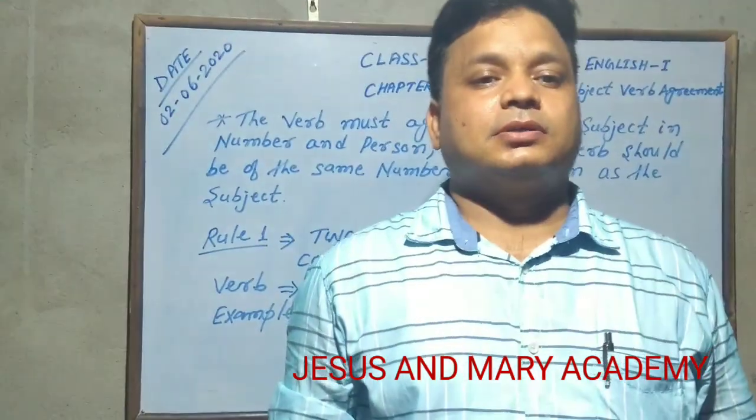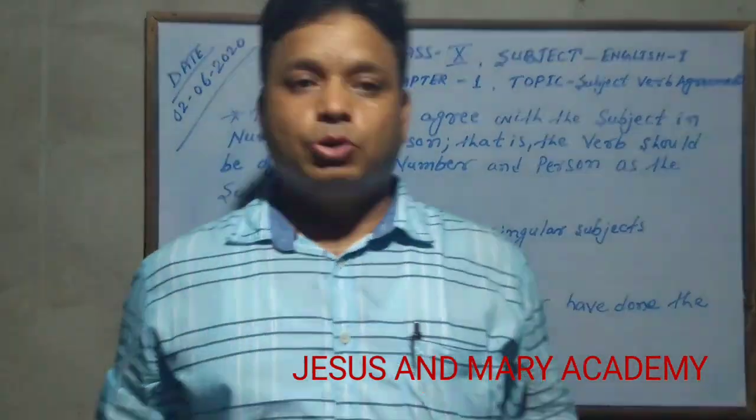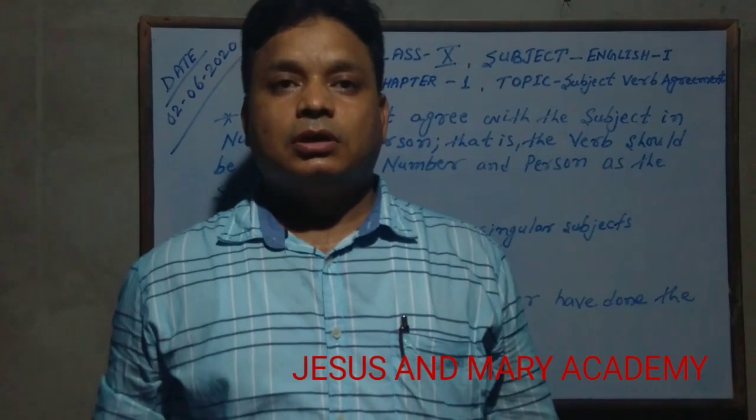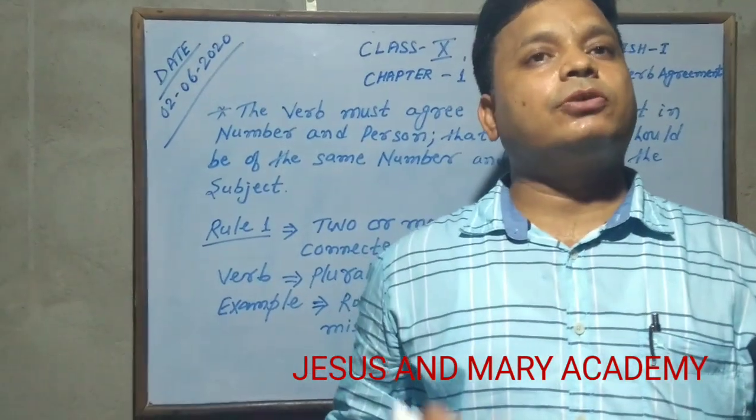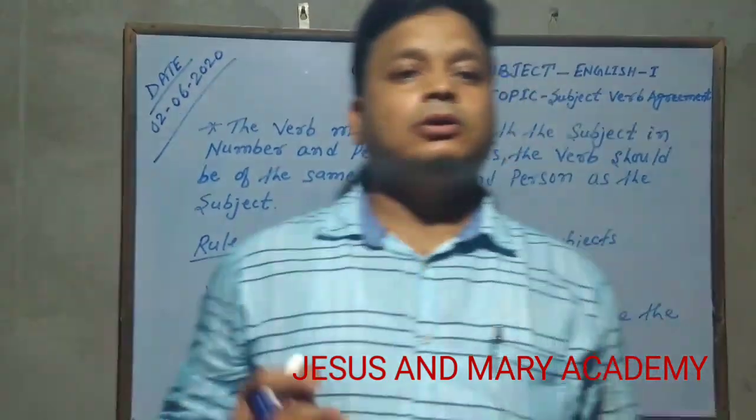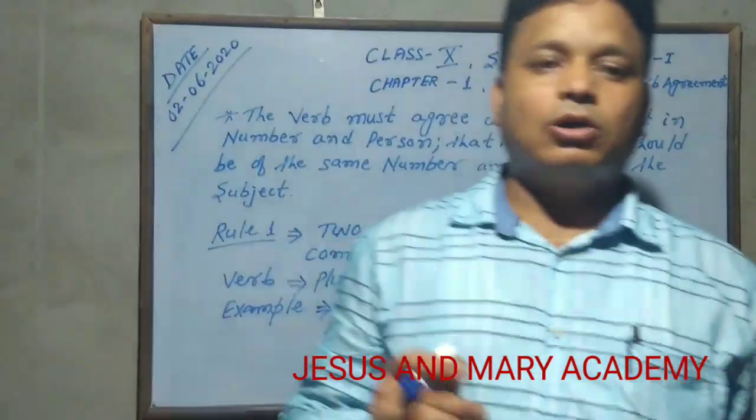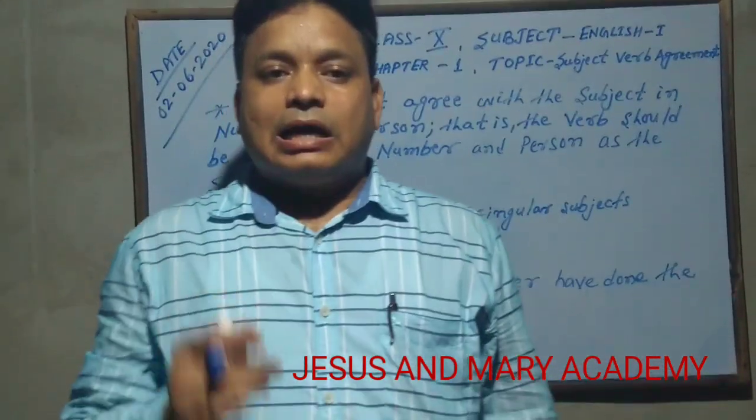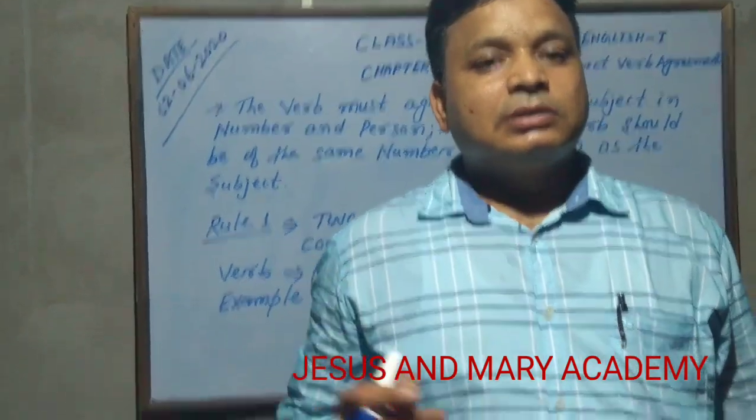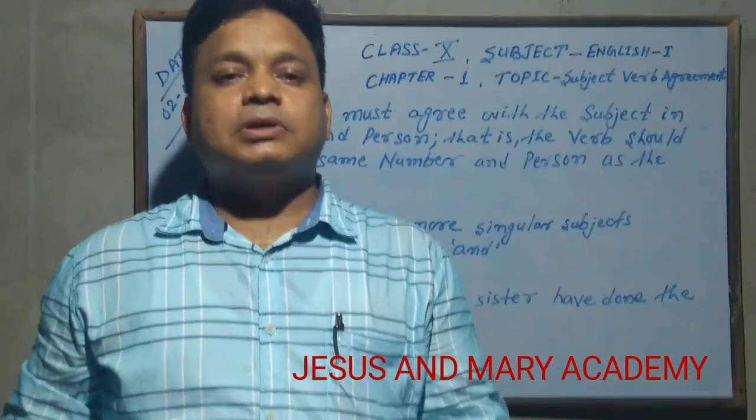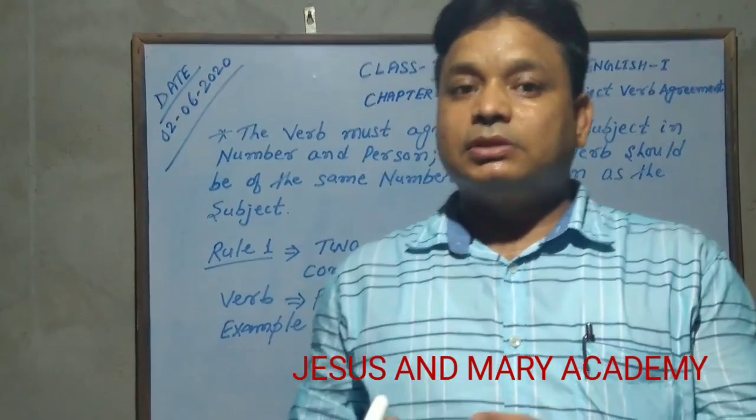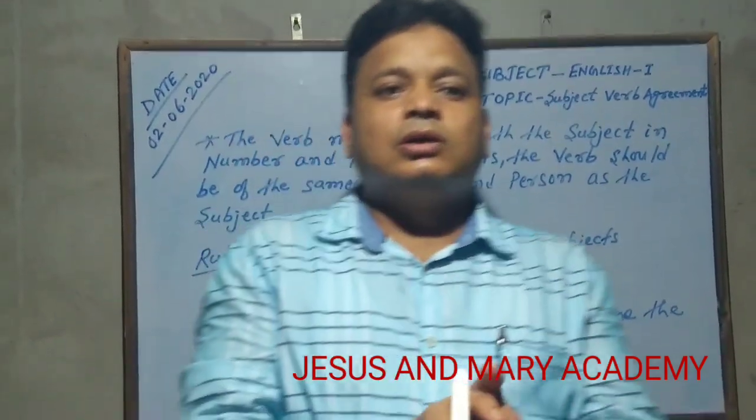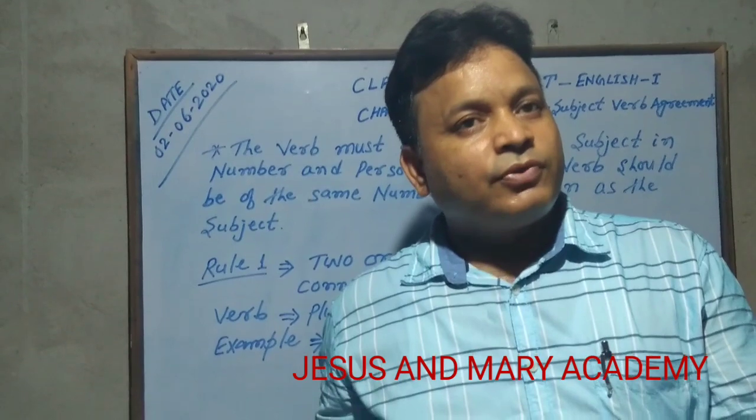Subjects of different persons joined by or, nor, either-or, neither-nor. Again I am going to repeat the rule. Subjects of different persons joined by or, nor, either-or, neither-nor: the verb we have to use agrees in person with the one nearest to it. Nearest to "nor" or nearest to "or", we have to use the verb accordingly.